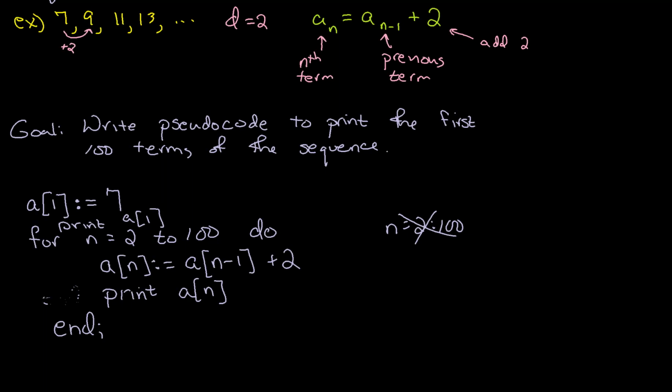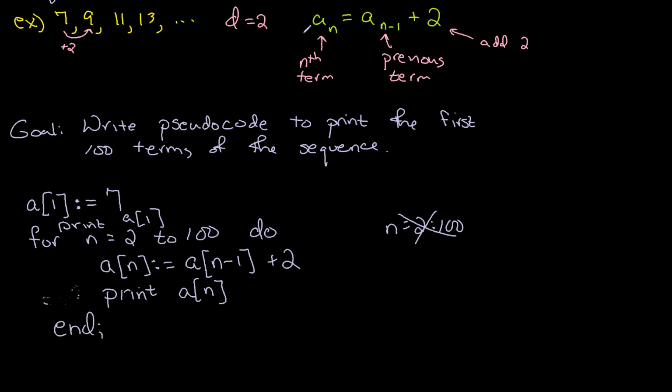Hi everyone, I would like to talk about a connection between recursive formulas and pseudocode. At the top of the page here, I've got a sequence which is 7, 9, 11, and so forth. This is an arithmetic sequence. We know this because we're adding 2 each time to get the next term. In other words, our common difference is 2.